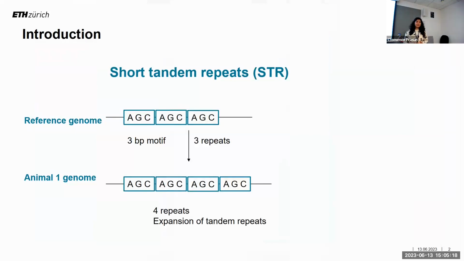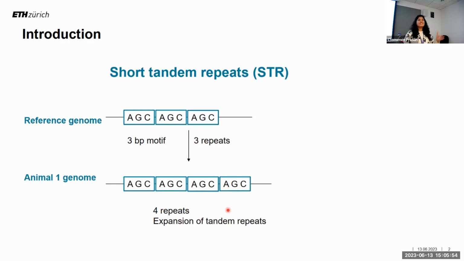what are short tandem repeats first? Short tandem repeats are small repeat units which are repeated several times in the reference genome. In this example, you can see a 3 base pair motif. As a reference sequence, you call it a motif. So it's AGC, which is repeated 3 times in the reference genome. When you take another animal's genome or any other genome, sometimes you find that there is an insertion. Here you could see that one repeat unit, AGC, is added again. So it's an expansion of the tandem repeat.